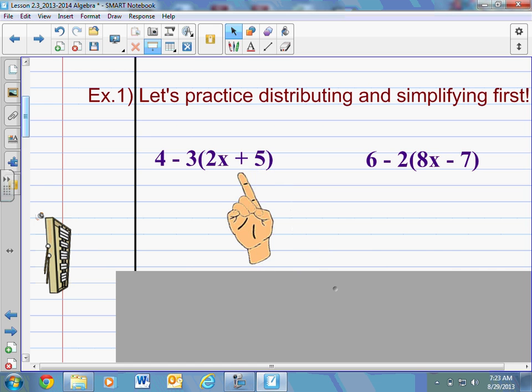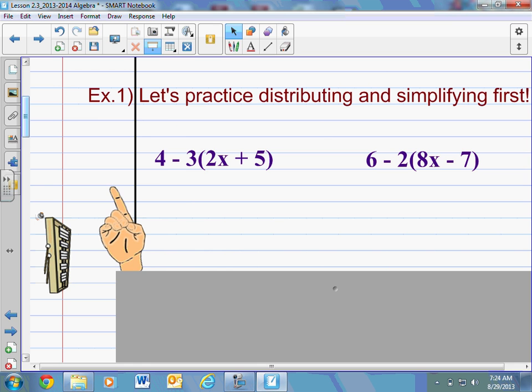And actually, I'm giving you some time right now to copy this down. If you want to just put a heading like practicing distributing, that's fine. But we're going to simplify also, right? So here's your first problem. Go ahead and copy these 2 problems down, space them apart. If you guys need some time to copy them down, the guest teacher can pause right now, and then I'll continue.